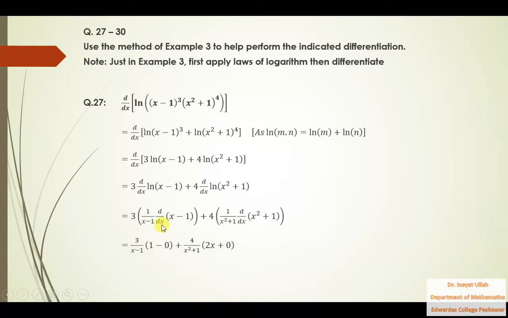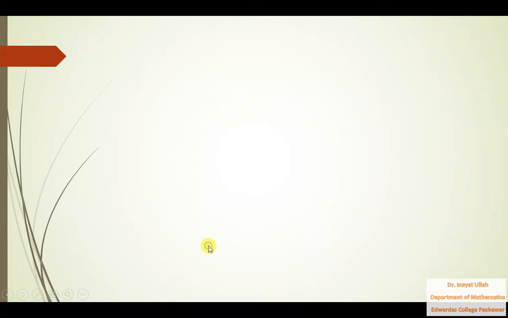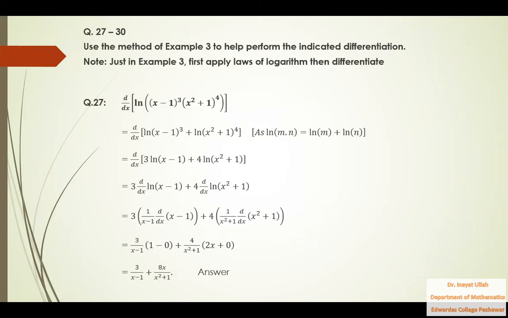You see, derivative of x is 1, derivative of 1 is 0, and here derivative of x squared is 2x and derivative of 1 is 0. Now further multiply 3 with 1, so that is 3. Multiply 4 with 2, so that will become 4 2s are 8x divided by x squared plus 1. So that is the whole story about the derivatives of functions having natural logarithm.